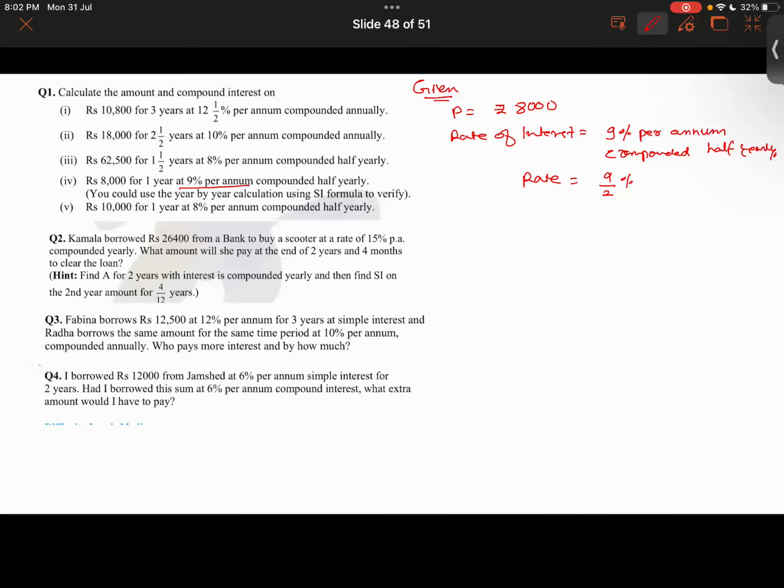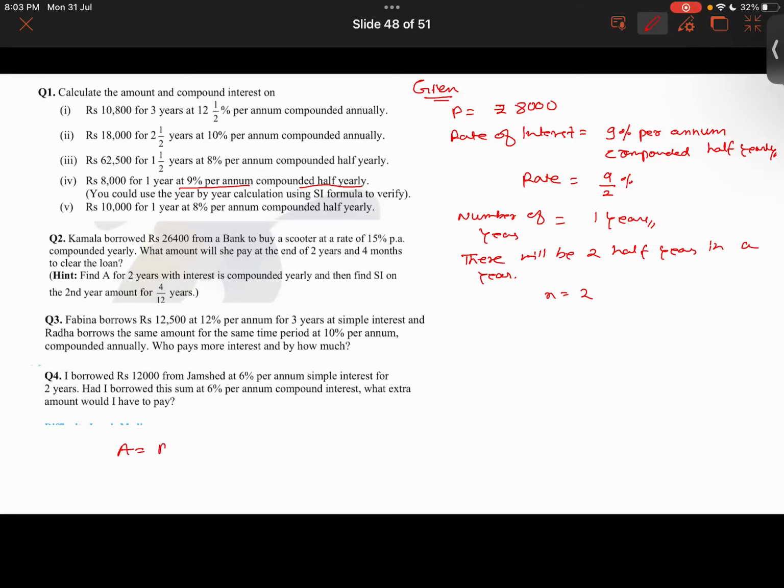So we have got the rate also here. Now, talking about the number of years, for how many years is it being calculated? For 1 year, no? So number of years equals 1 year here. That is the full complete year for which the interest is being charged. 9% per annum, but it is being compounded half yearly now. So there will be 2 half years in 1 year. Okay, so we will take n to be 2 here.